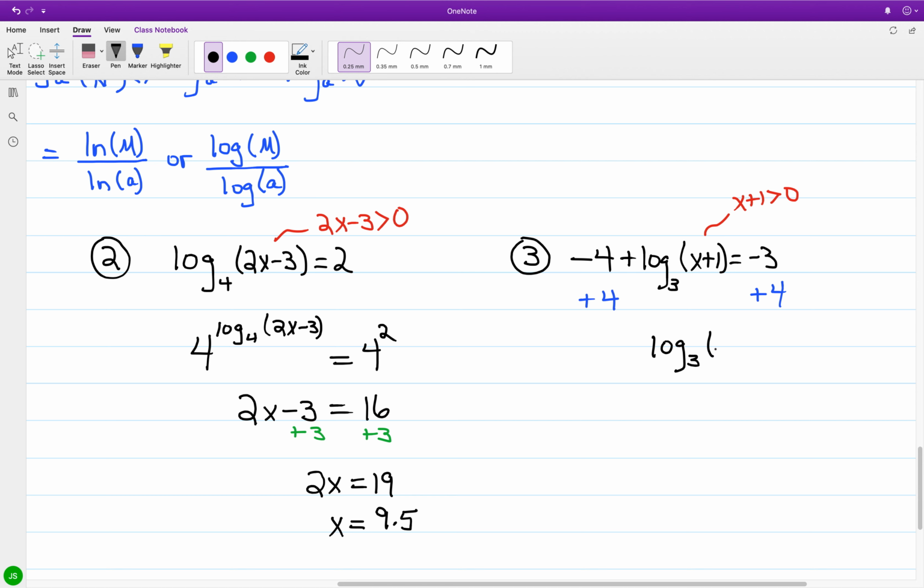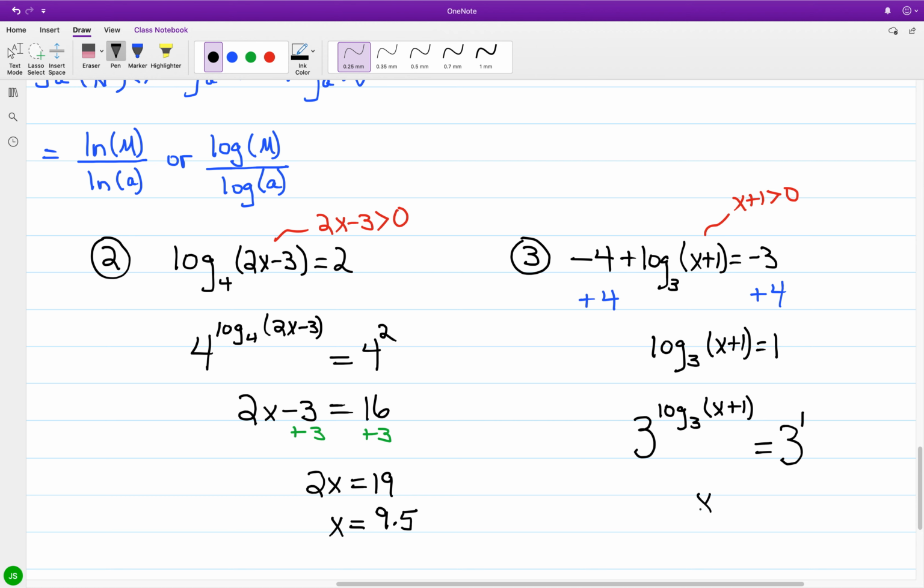So we have the base 3 logarithm of x plus 1. It's going to be to the left. To the right, I have negative 3 plus 4, which is 1. And again, to take care of the logarithmic base, we apply the matching exponential base, which is 3. To the left, I have 3 to the base 3 logarithm of the quantity x plus 1, which is equal to 3 to the first.